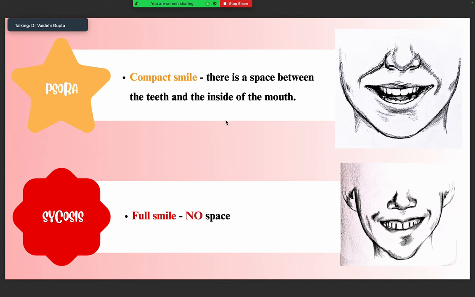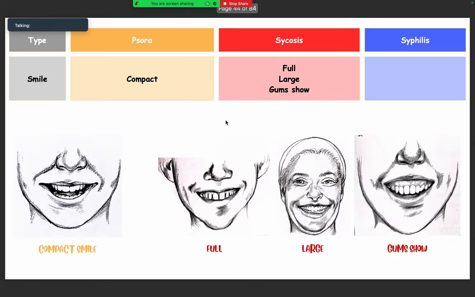So in Psora, there is a compact smile, there is a space between the teeth and inside of the mouth. While in Psychosis, there is no space. The smile is full and there is no space between the teeth and the mouth. So in Psora, the smile is compact. In Psychosis, the smile is full, large and gums are shown.